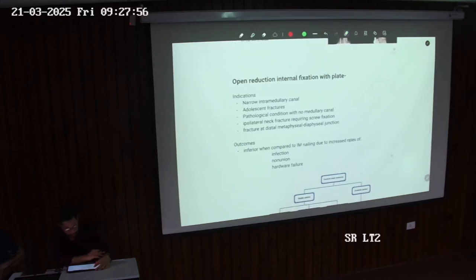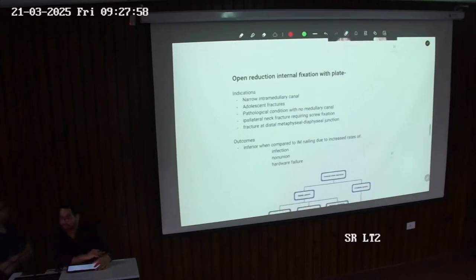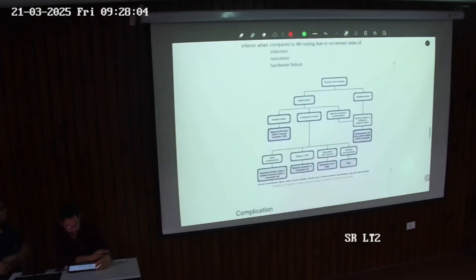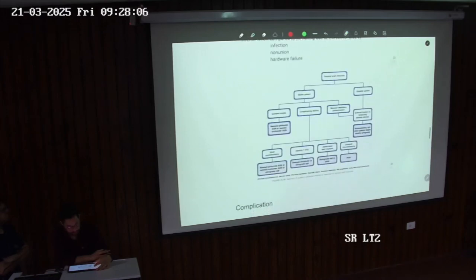We can also perform an open reduction internal fixation with plating in these cases. So in this case, we can see how a patient is managed. If the patient is unstable, as in, besides the femur fracture, the patient also has other complications like respiratory or heart failure, then we perform an external fixator for temporary stabilization.